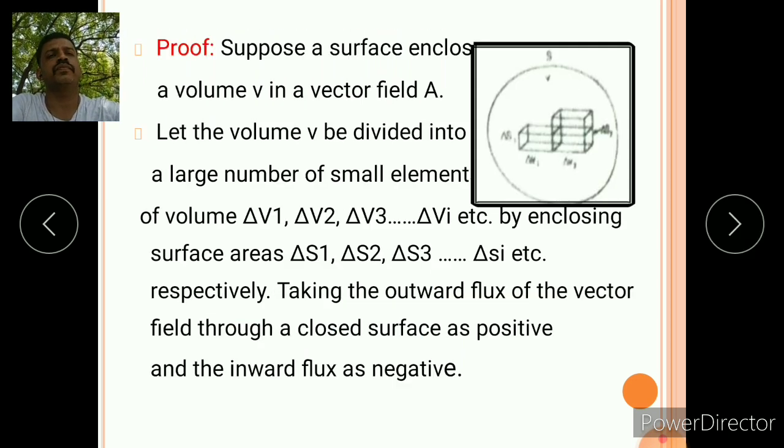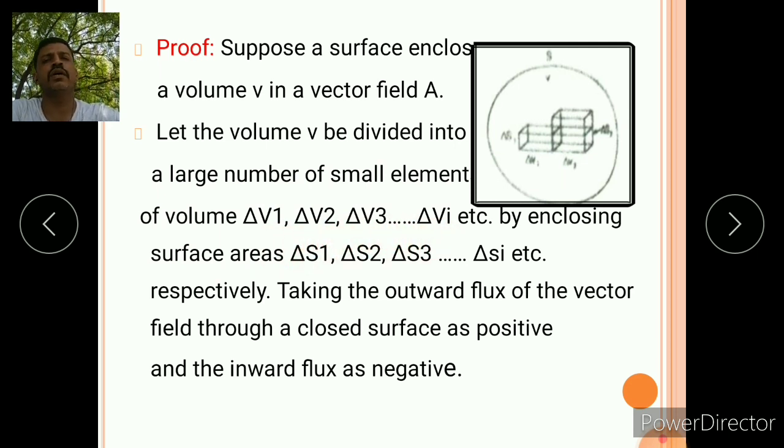Proof. Suppose the surface encloses a volume V in a vector field. Here the total surface is given like this. Let the volume V be divided into a large number of small elements. So here small portions like boxes are given, a large number of small elements of volume delta V1, delta V2, delta V3, delta Vi.